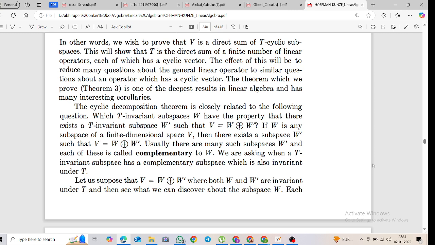So suppose we have an invariant subspace W. Okay. The fundamental question is that can we find a W prime such that V is W direct sum W prime and W prime is also T invariant? So that is one question. That will not happen for every T invariant subspace W, but it will happen for some T invariant subspaces. Okay.